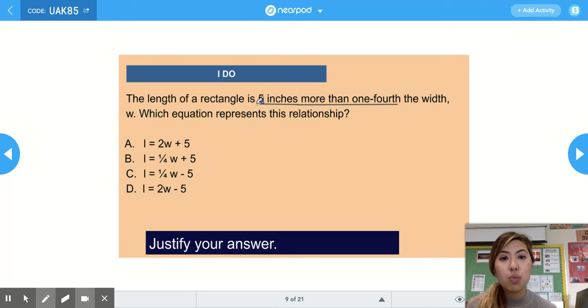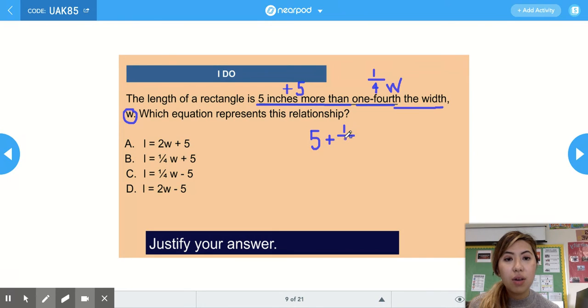So 5 inches more than tells me that we're adding 5. For 1/4, I'm going to write the fraction 1/4. And it says 1/4 the width, which is represented by the variable w. So I know that I'm multiplying 1/4 by w. And then if I combine the information, I have 5 plus 1/4 w. And when I look at my answer choices, the correct answer choice was B.